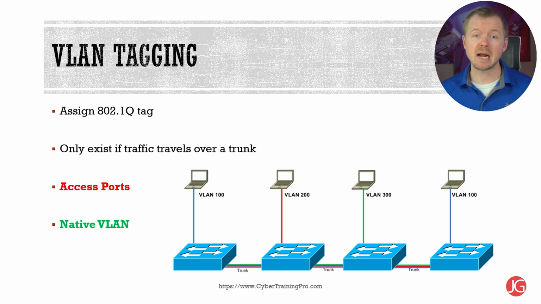That means that if traffic is destined for the native VLAN, even if it's sent onto the trunk, it's not going to receive a tag. Native VLANs are vulnerable to something called a double tagging attack, and this forces modern networks to not use the native VLAN, and trunk ports are actually configured to tag native VLAN traffic.